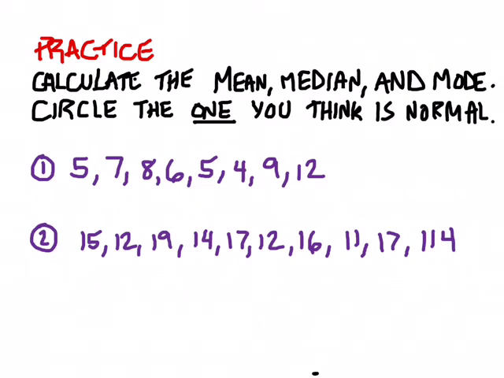Secondly, I want you to pick the one of those three, mean, median, or mode, that you think is normal. You can circle the one you think is the best representative of normal. All right, go for it.